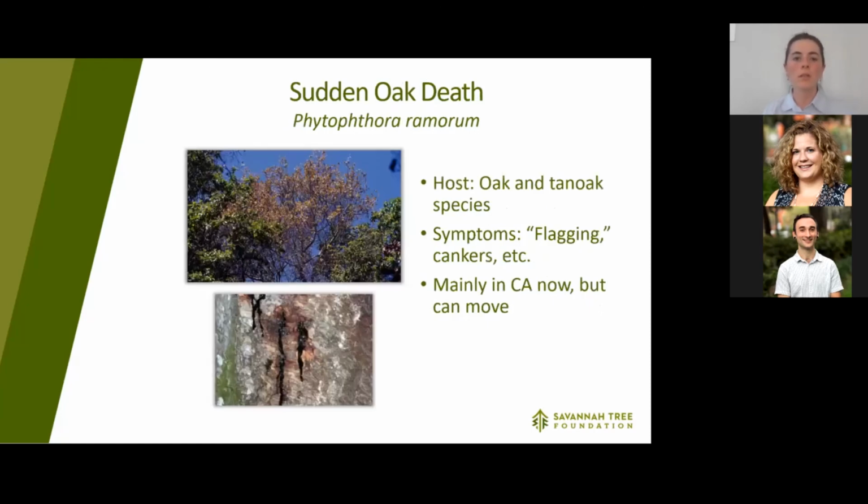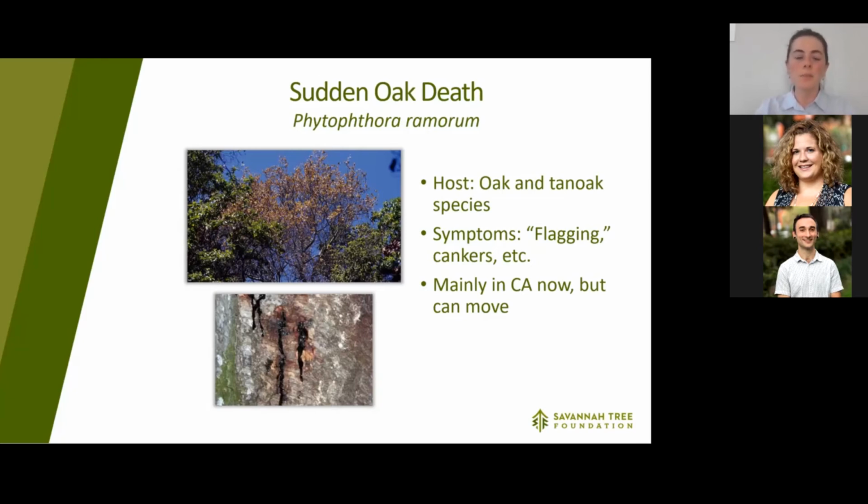There's also what's called sudden oak death. It's a very dramatic name, but I think it does highlight the importance of how quickly these diseases can actually take over a tree. So the host would be oaks and tan oak species. Again, the symptoms would be flagging. There are also cankers, which are dead sections of bark on branches or main trunks of trees.